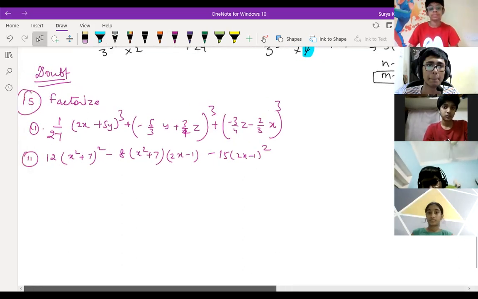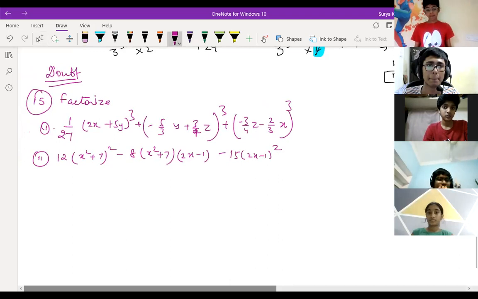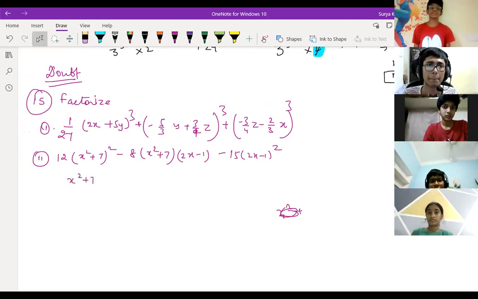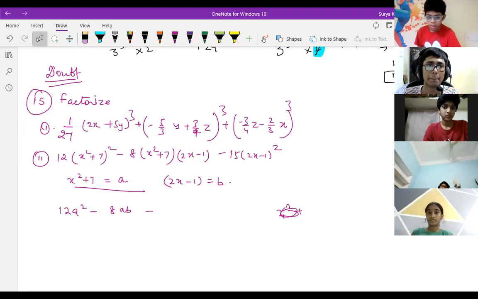You can let something if you want. In the second equation, you can let x square plus 7 equal to a. And 2x minus 1 whole, you can let b. This is a, this is b. So you'll get here 12a square minus 8ab minus 15b square. Correct. You can factorize this one, I think. Yes, sir, I can factorize this by splitting the middle term. Then last you can just substitute the values of a and b and you'll get the answer. Okay.